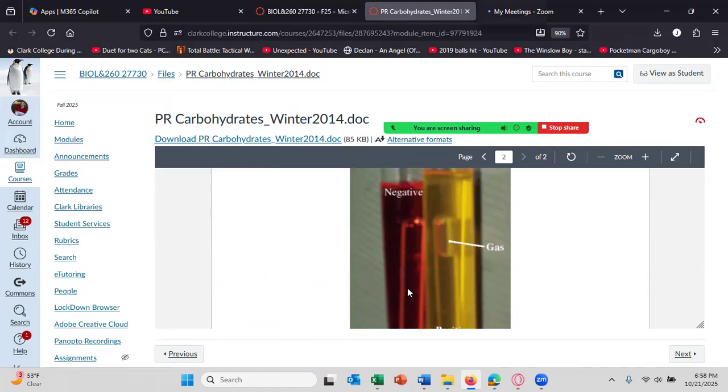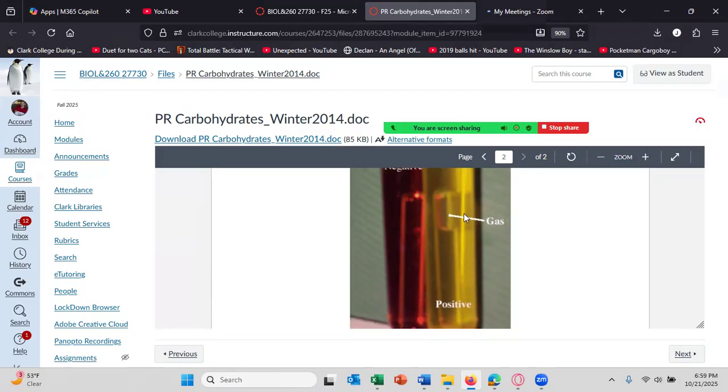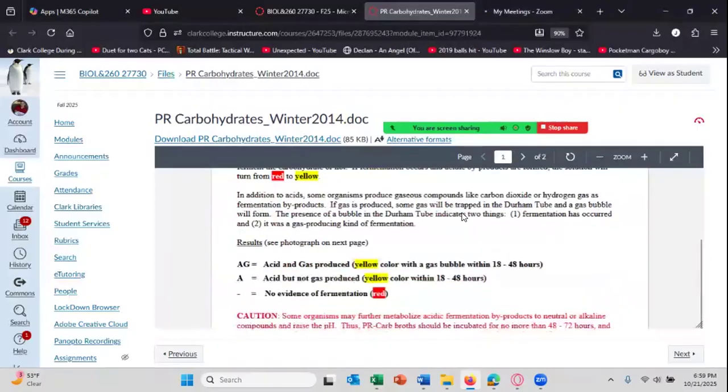And this is a negative test where the test doesn't change color. It's either red or pinkish in color, with no gas in the inverted Durham tube. This is acid and gas. If it's yellow, then it's acid because the fermentation has made an acidic product, and that will make the pH indicator turn yellow. If there's gas being produced from the fermentation, the gas will create a bubble in the inverted Durham tube. And so this one is acid and gas, or AG. Any question about the PR lactose test?